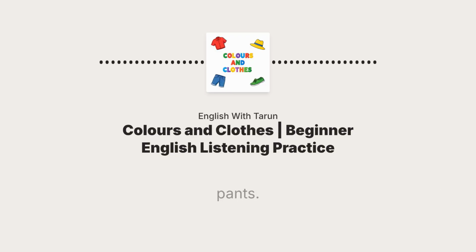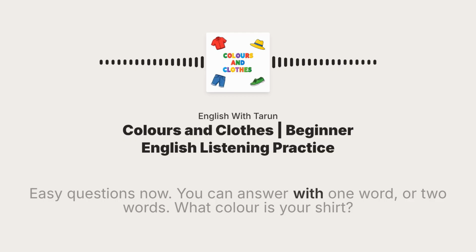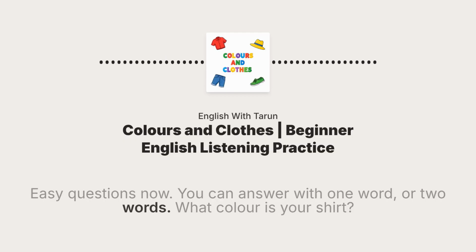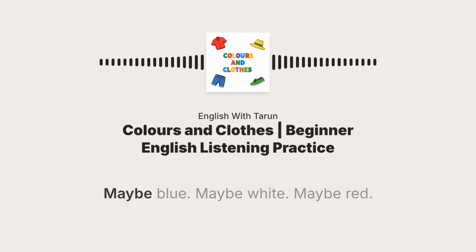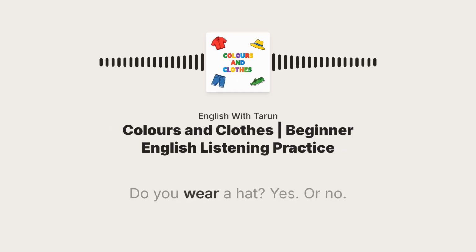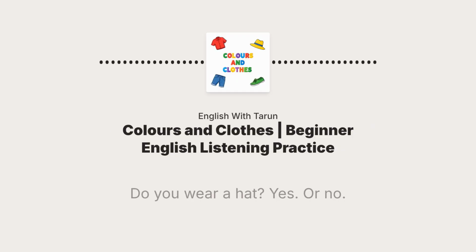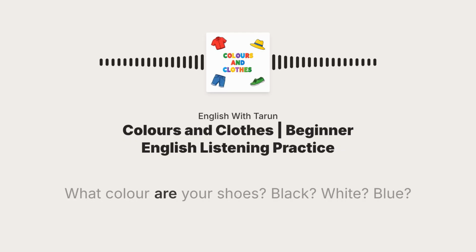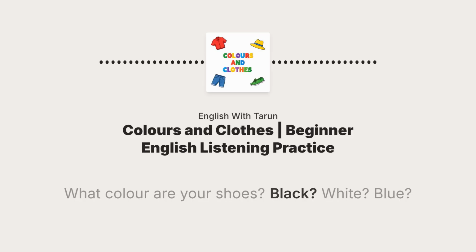Easy questions now. You can answer with one word or two words. What colour is your shirt? Maybe blue, maybe white, maybe red. Do you wear a hat? Yes or no. What colour are your shoes? Black, white, blue. Do you have a jacket?